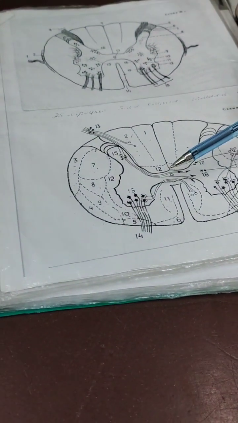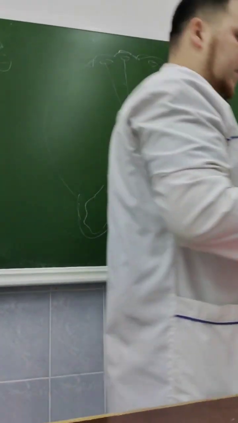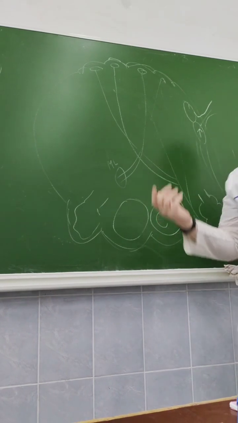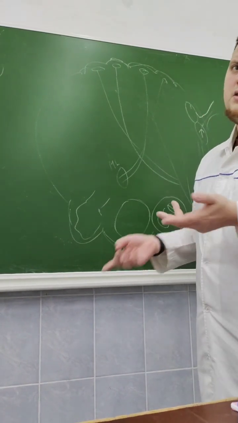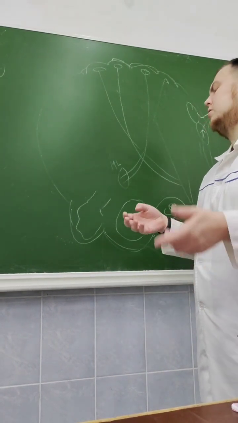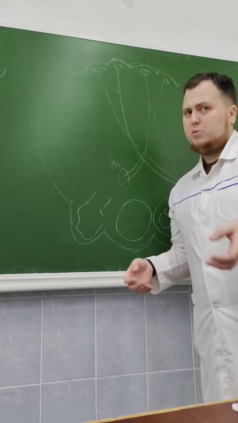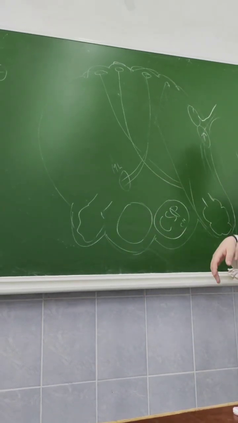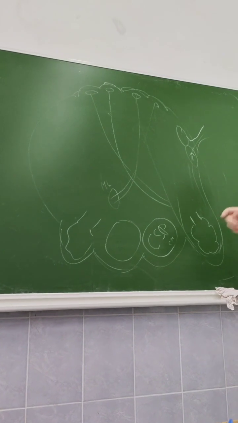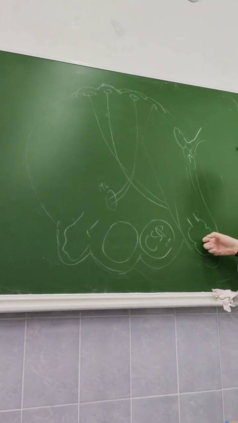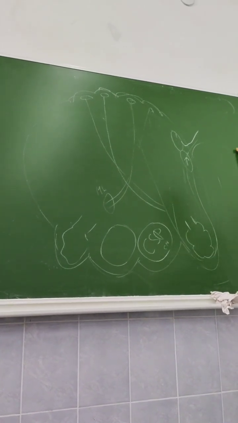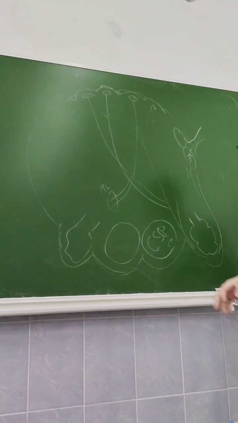Questions? No. And the extrapyramidal tracts will be the same as we had previously in the pons. There will be rubrospinal, tectospinal, reticulospinal, vestibulospinal, medial longitudinal fasciculus, and one more added here is the olivospinal tract. Questions? So, and the last part.